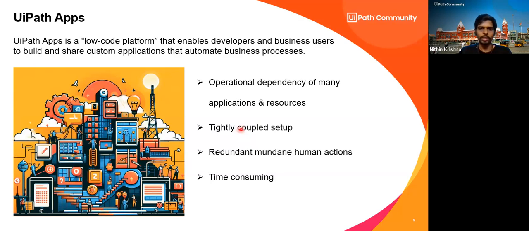The common problems we have in our organizations are about these four points maybe. We have operational dependency on many applications and resources. You can see how clumsy an organization's application landscape is. If an employee has to do a daily task, they need to go to different applications, do some research, take the data out, and do some data entry as well. Most of the systems are tightly coupled, so if one system is down, you cannot take the data out based on the other system. And you'll be doing some repeated tasks on a daily basis. When I say repeated tasks, they may be very silly, but still you need to do them because of the current system design you have.